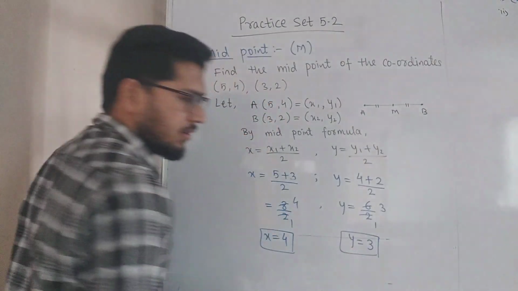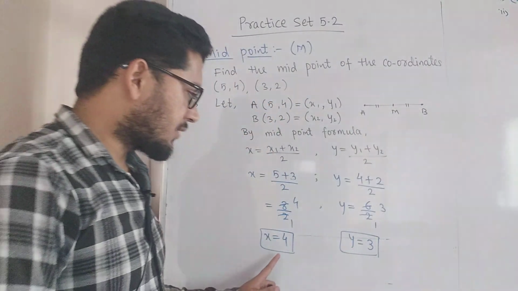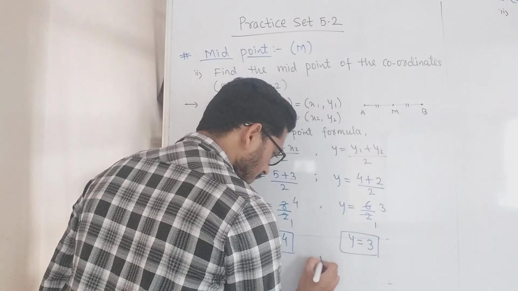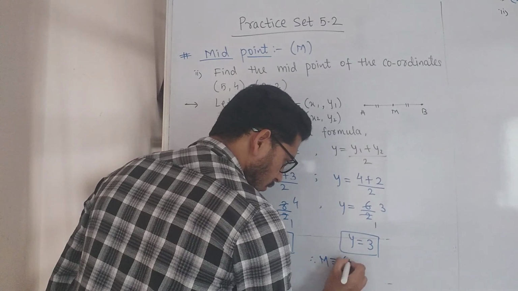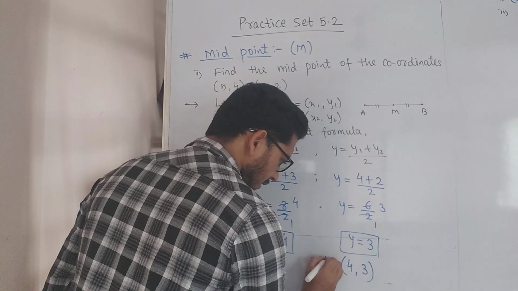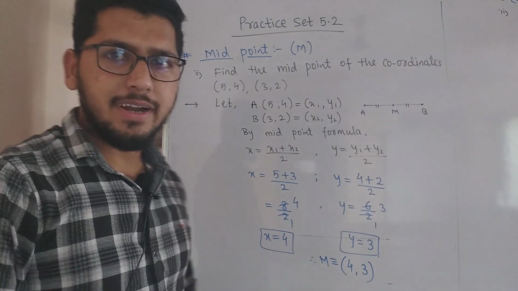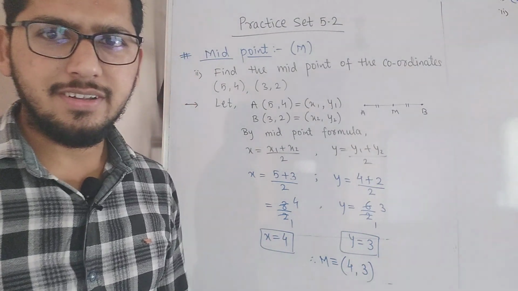This is the coordinate of x and y. So we have got x equal to 4 and y equal to 3. And then finally we will write therefore m is equal to 4 comma 3. This is the answer, where m is called the midpoint. So this completes the second example. I hope you understood this example.